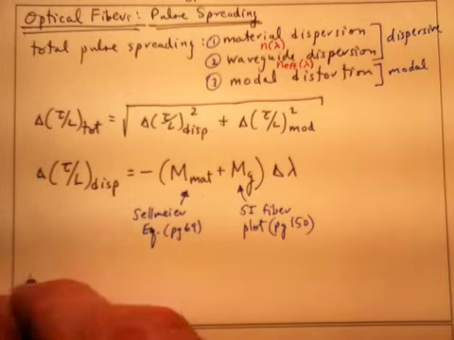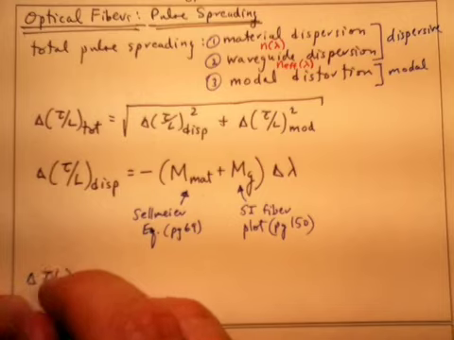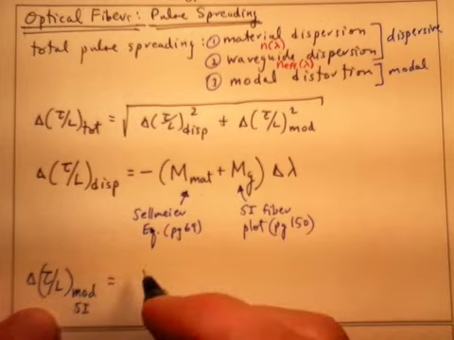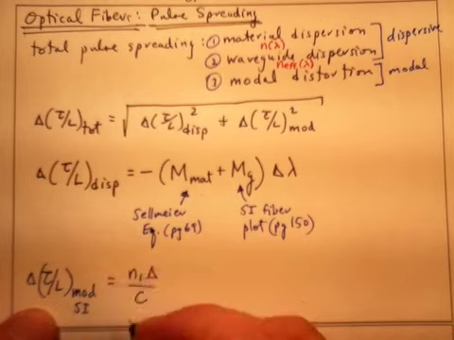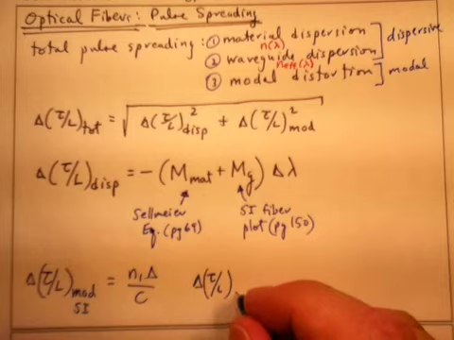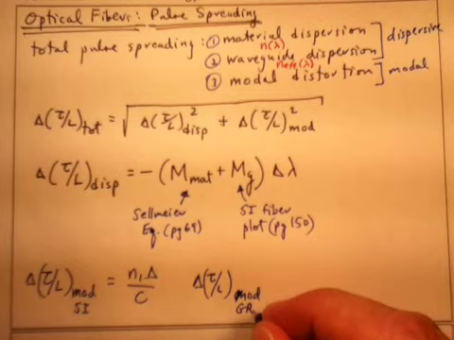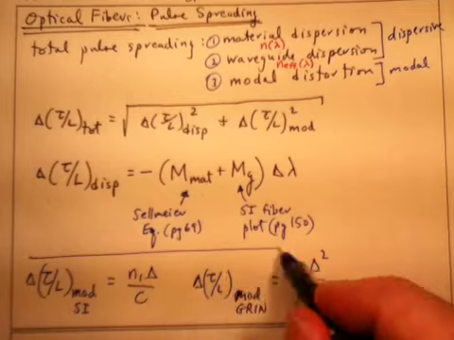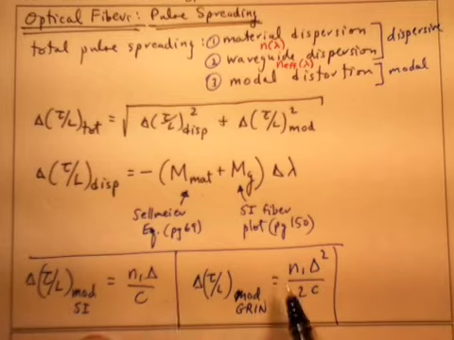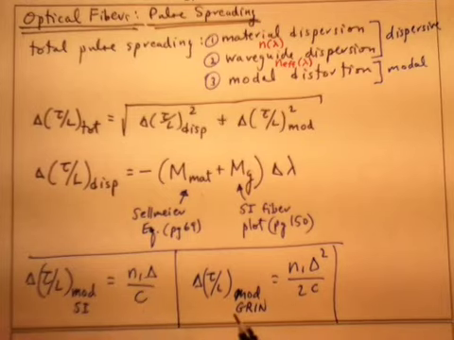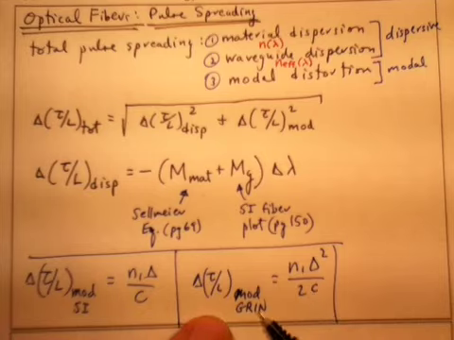Delta tau by L modal for step index fibers, well, we've already seen this equation, is N1 delta over C, and delta tau by L modal for GRIN fibers is N1 delta squared over 2C. Okay, so these two equations are important. This first one we had back in Chapter 4. It was just given to us. And here in Chapter 5, they just give us the equation for the GRIN.